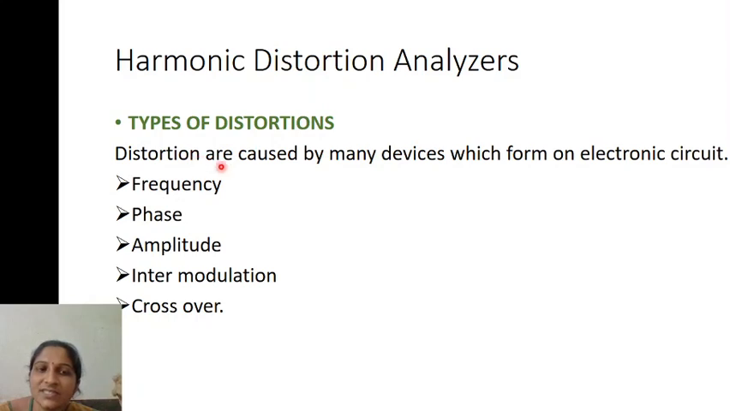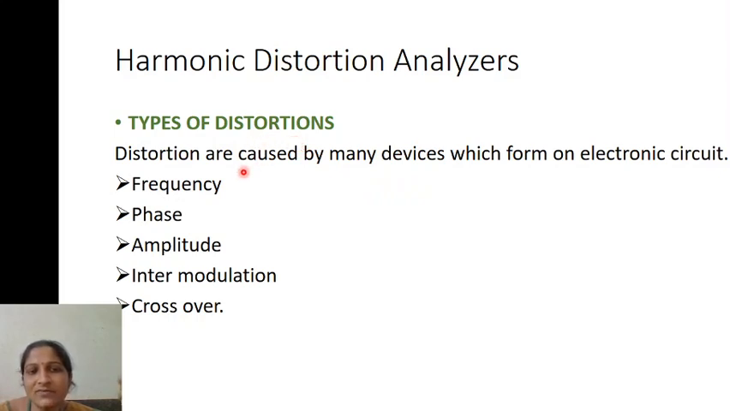Distortion can be caused by many devices. For example, if you are using a FET or JFET electronic device, or for some other purposes, the wave, instead of replicating the same input signal that you are giving, is distorted. The output is different from the input wave.